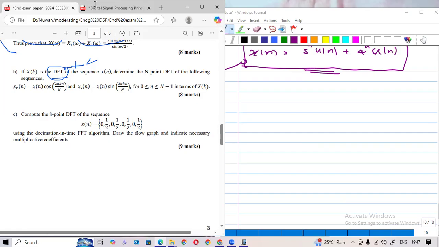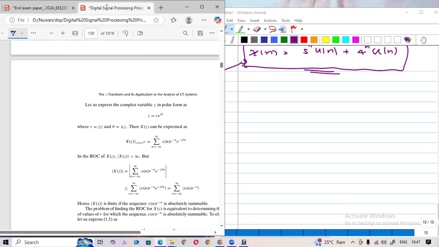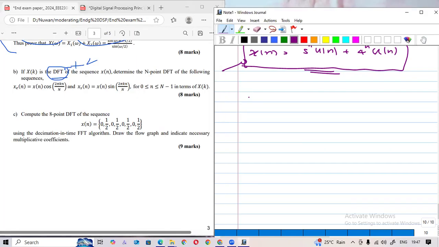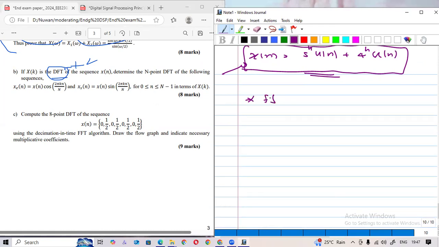Here what you need to do is, I will again tell you, for the exam you will not have the FFT algorithm. So you no need to go through this FFT algorithm, decimation in time, decimation in frequency. But you will be asked to calculate the N-point DFT directly.